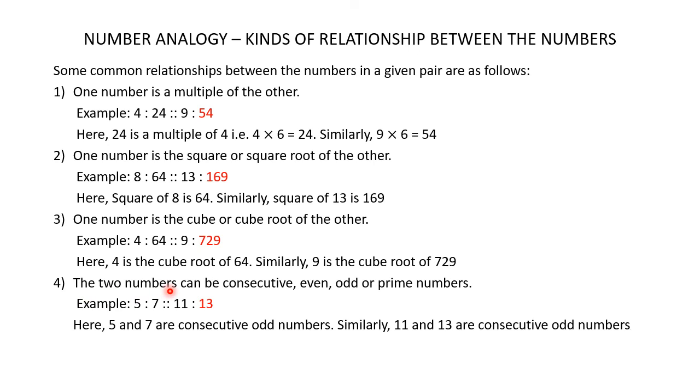The two numbers can be consecutive, even, odd, or prime numbers. For example, if 5 is to 7, then 11 is to what? When you observe the first two terms, you'll see that 5 and 7 are consecutive odd numbers. Similarly, 11 and 13 are consecutive odd numbers. So if 5 is to 7, then 11 is to 13.